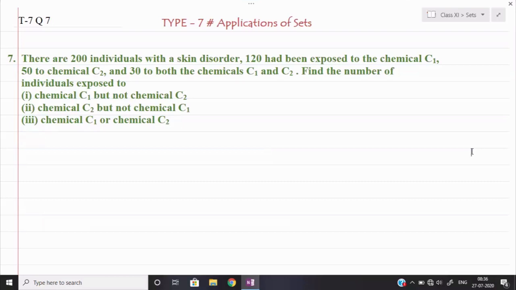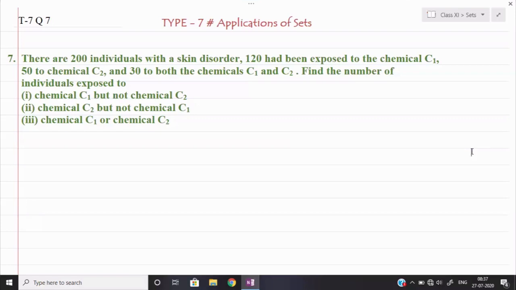There are 200 individuals with a skin disorder, meaning we have taken the number of persons having some kind of skin infection or skin disease. Now they say 120 had been exposed to the chemical C1, 50 to the chemical C2 and 30 to both. So there are two chemicals responsible for the skin disorder: 120 are affected by the first, 50 by the second, and 30 by both. Find the number of individuals exposed to chemical C1 but not C2.